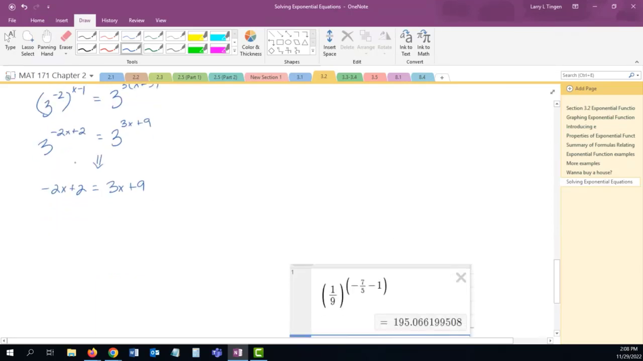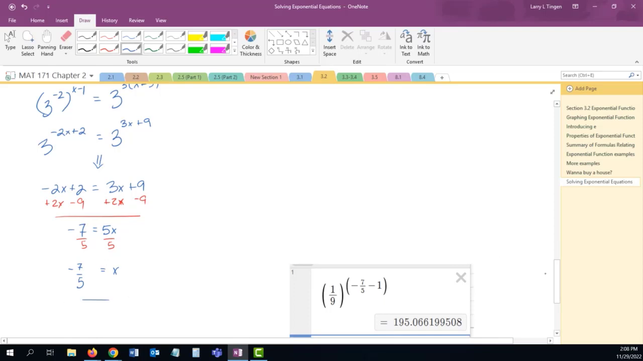All right, so solve. This is linear. It's not a quadratic, so I don't get everything on one side. Instead, I get everything with an x on one side. I'm going to move everything with an x to the right, which means everything without an x is going left. Negative 2x plus 2x is 0. 2 minus 9 is negative 7. 3x plus 2x is 5x. 9 minus 9 is 0. Get x totally by itself. And I find out that x is negative 7/5.